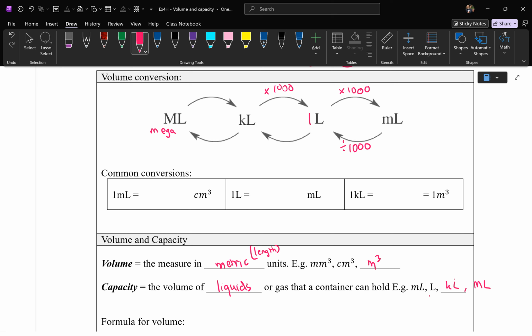Okay? So that means when I ask you, how many kiloliters would make a megaliter? 1,000. Very good. And then the reverse is just then divided by 1,000, divided by 1,000. So this one's a bit easier to memorize. It's all thousands. On the bottom, there are some common conversions that you can find.